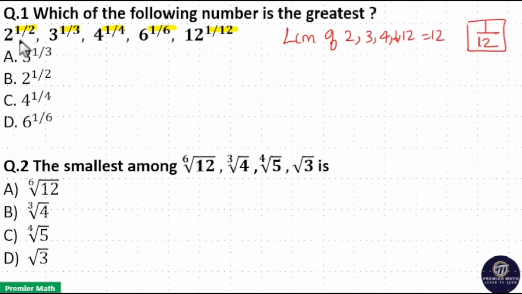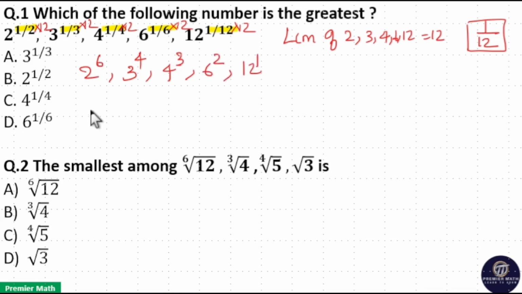Now, we can convert all these powers to 1 by 12 and get the base. So, to do that, just multiply all these powers with 12. Then you will get the base here. That is, here 2 raised to 1 by 2 into 12 is equal to 6. 3 raised to 1 by 3 into 12 is 4. 4 raised to 1 by 4 into 12 is 3. 6 raised to 1 by 6 into 12 is 2. 12 raised to 1 by 12 into 12 is 1.